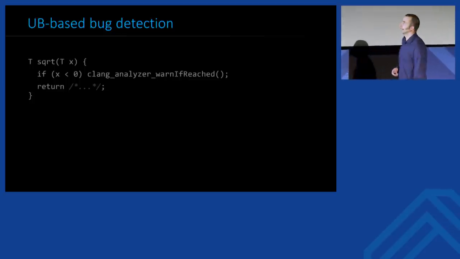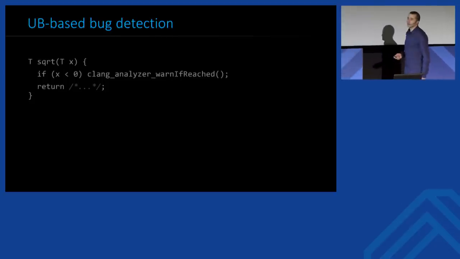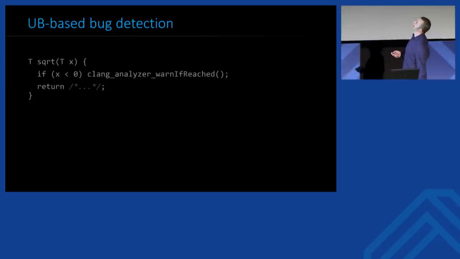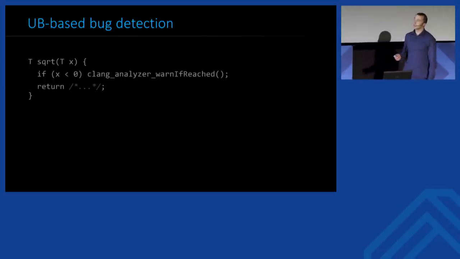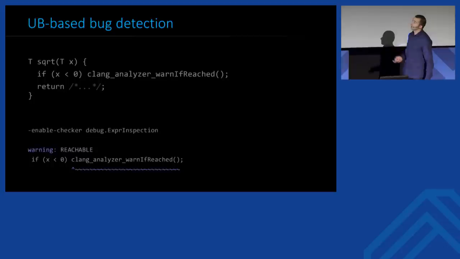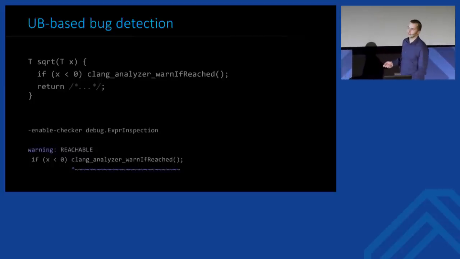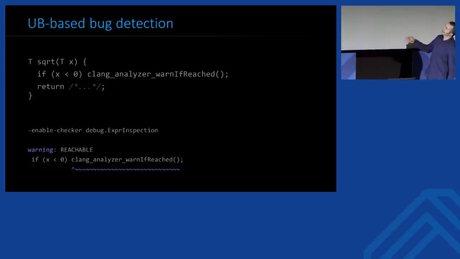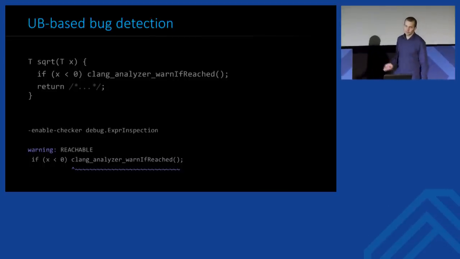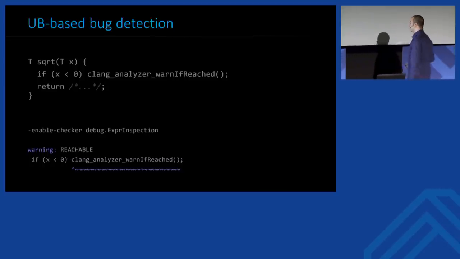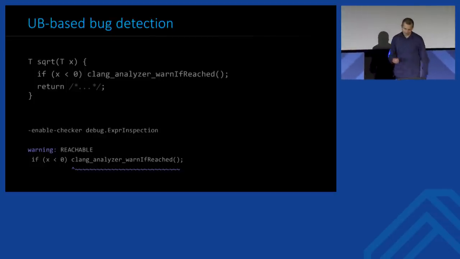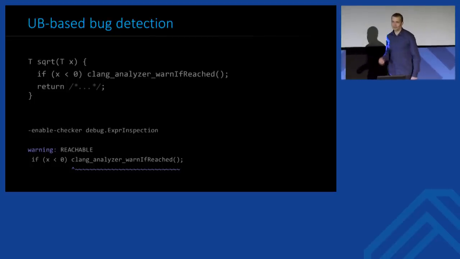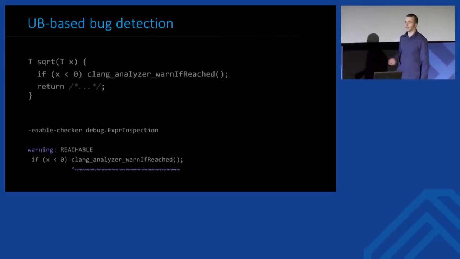Finally, I reached out to Clang developers, and one of them was kind enough to inform me that there is a hidden magical word in Clang, clang_analyzer_warnIfReached, which does exactly this. If I enable some, again, hidden checker that is not even enabled by default, this debug.ExprInspection, if this code is ever detected to be reached, I get a warning, the one that I wanted. They say they don't even advertise it because it would give too many false positives, and they don't want it. It would be a bad reputation for the static analyzer to give too many false positives.